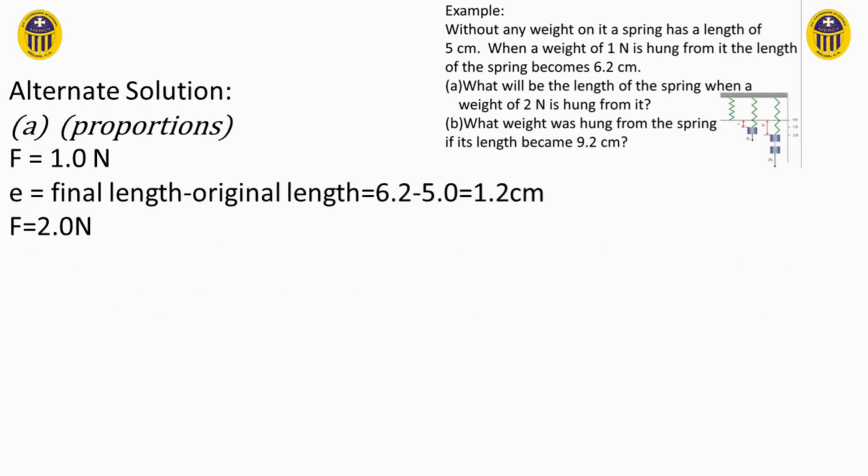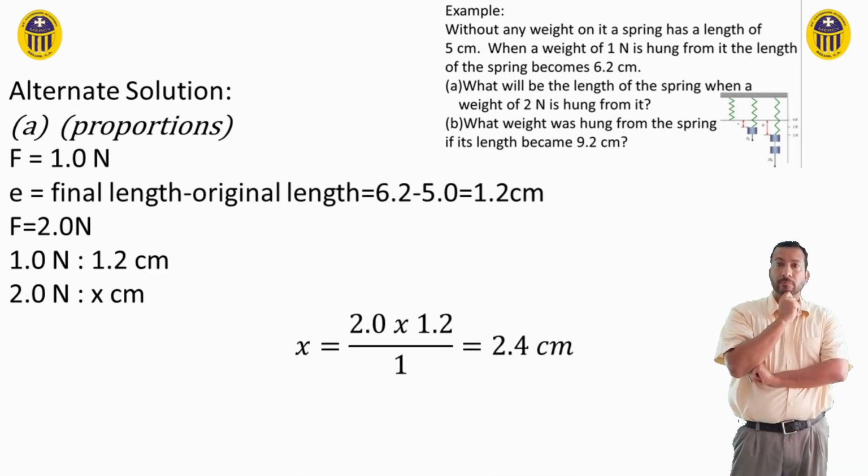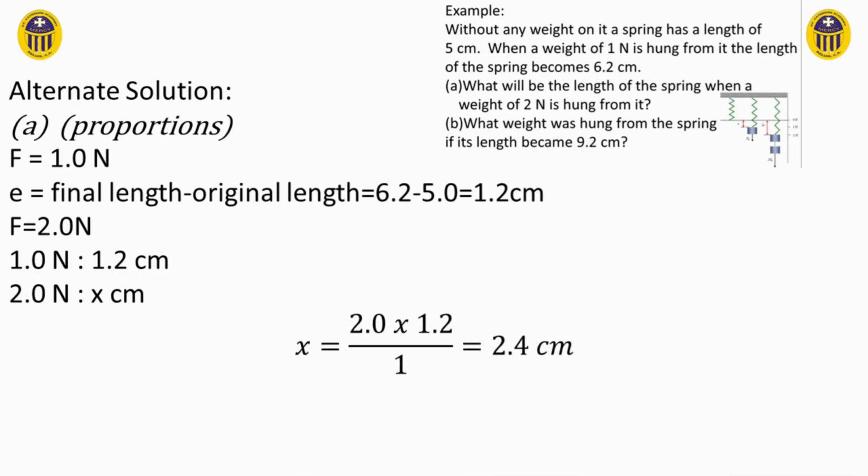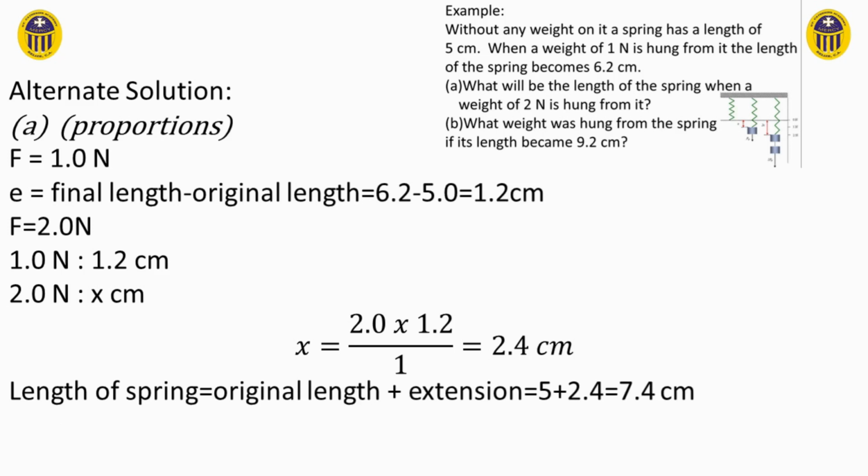An alternate solution, if we use ratio and proportion, since there is a direct proportionality. Using the same givens as before, we now set up a ratio where 1 Newton corresponds to an extension of 1.2 centimeters. So we are to find what extension corresponds to 2 Newtons. If we cross multiply and divide, the unknown extension will be 2 times 1.2 divided by 1, which gives us an exact value of 2.4 centimeters. Therefore, the length of the spring will be the original length plus the extension, so we get exactly 7.4 centimeters.